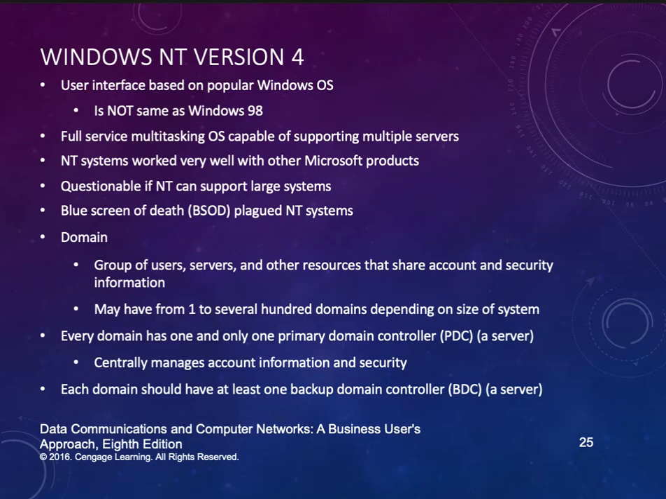Next, take a look at Windows version 4, most popular. It's different from Windows 98. This is network management software. Here is full multitasking for users, and because of Microsoft, it works well with other Microsoft products. You can specify group users, servers, things like that, and a lot of domains can be used. We have a primary domain controller and backup domain controller in the server.